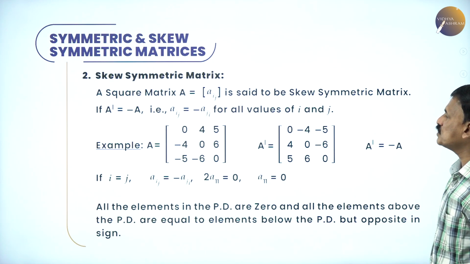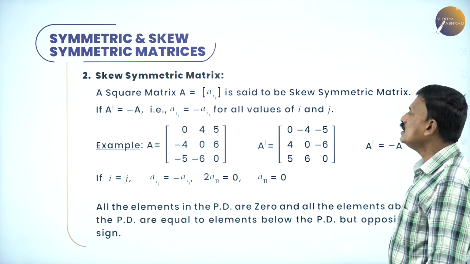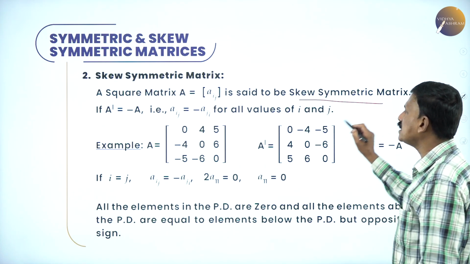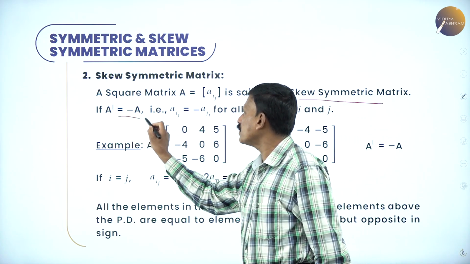Now let us come to the skew symmetric matrix. A square matrix A equal to a_ij is said to be a skew symmetric matrix if A dash is equal to minus A.